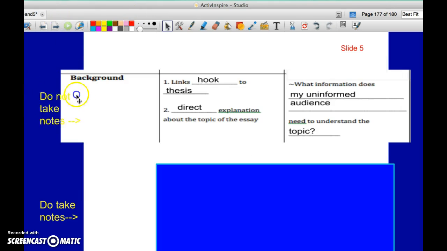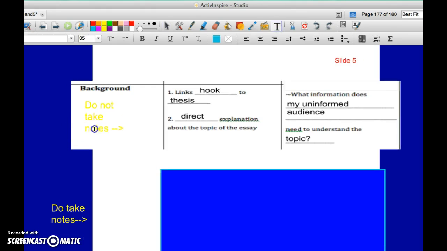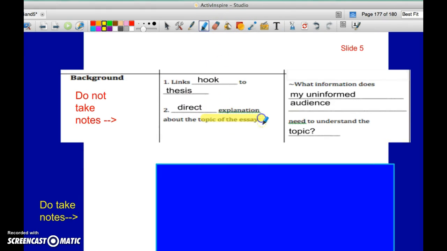Next, we're going to move on to background. Again, you don't need to take notes on this top part because you already have taken notes on this previously. The purpose of the background is to link the hook to your thesis, and it explains the topic of your essay. So this is where we give the audience need-to-know information.